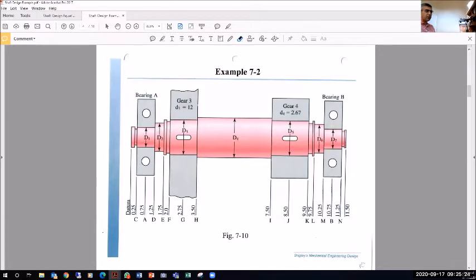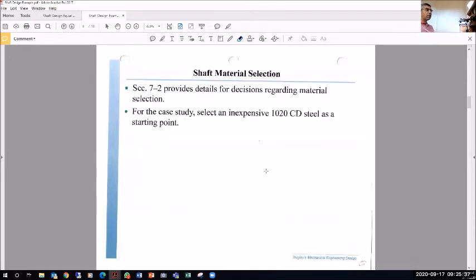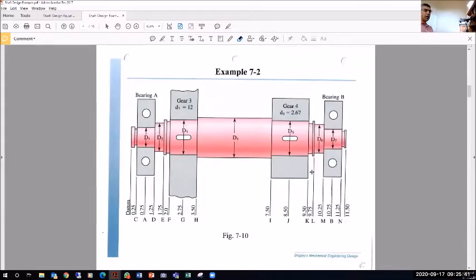and we are given the tangential and radial forces in gear 3 and gear 4. So we know the forces that are being applied, but we do not know the diameters. So the first step that we want to do here after having a schematic or a layout is to identify the material. I would just like to refresh here on some of the steps that I discussed in the lecture videos on how to design a shaft.